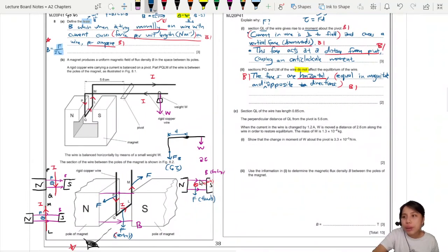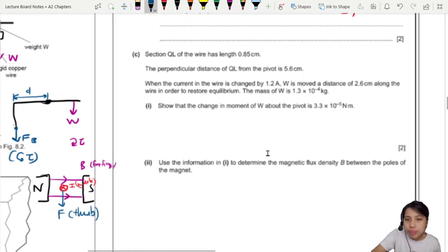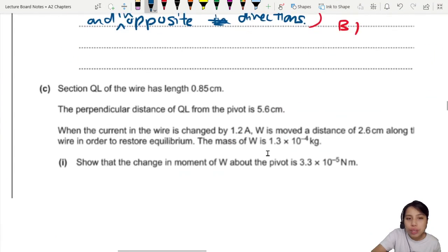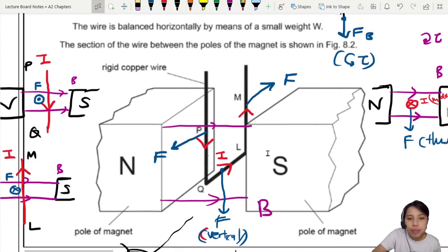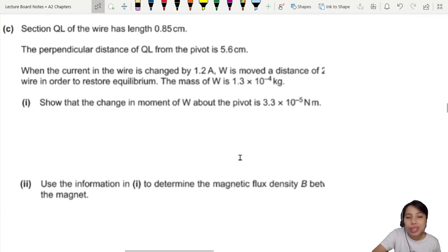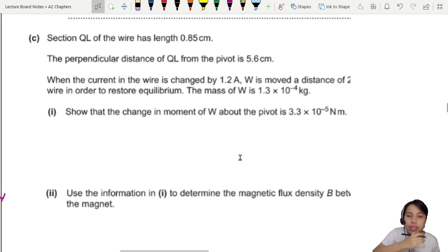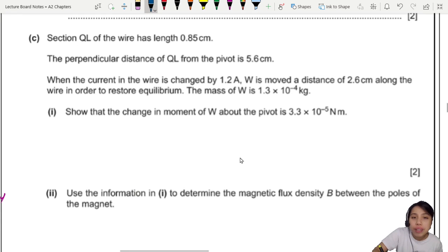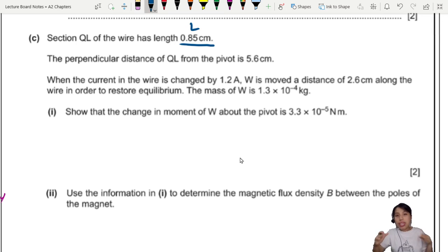Now we go to a calculation section. Section QL. We are zooming in on QL now. Where is QL again? QL is a section inside the magnetic field, the part where we experience a force. Section QL has length 0.85, I will call that L, the length of wire inside the magnetic field. The perpendicular distance of QL from the pivot is 5.6.